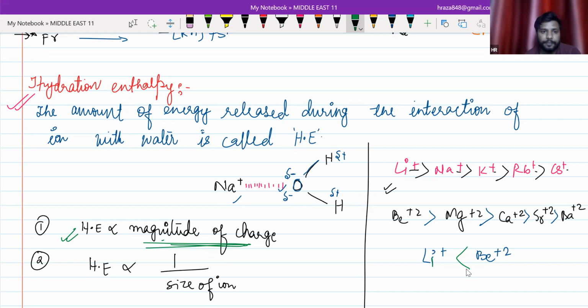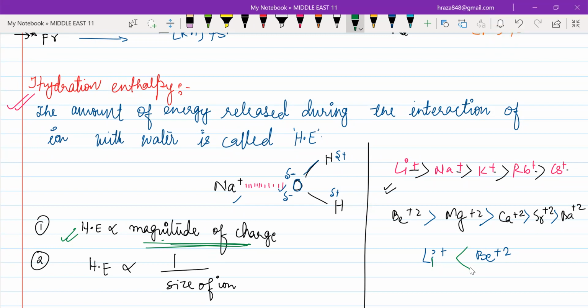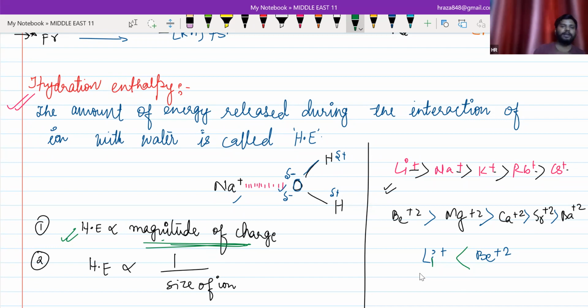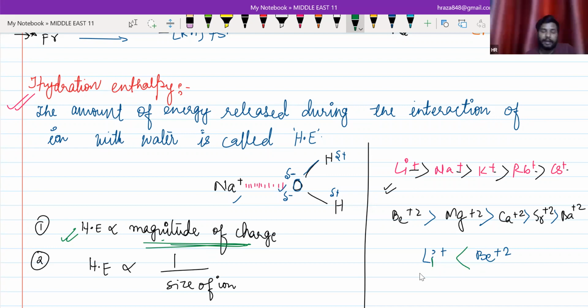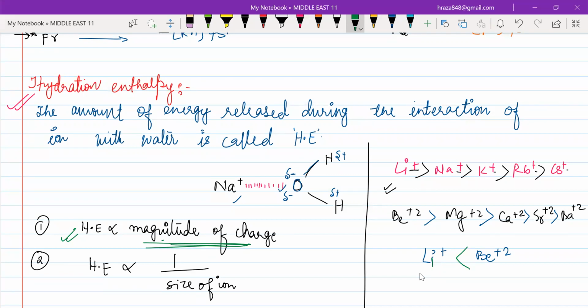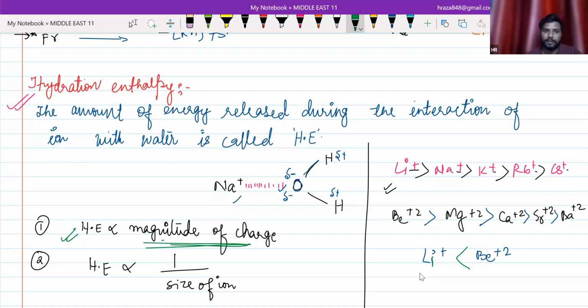Sir, but the size is greater, right? Which one has a greater size? Do you know when we move from left to right, size decreases? Oh, yes, sir, I made a mistake with lithium. Beryllium is smaller than lithium, and again the ions which have greater positive charge are smaller in size.